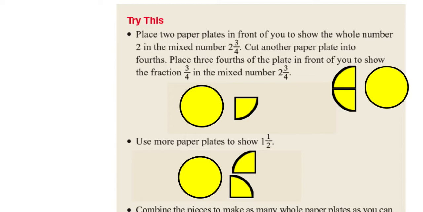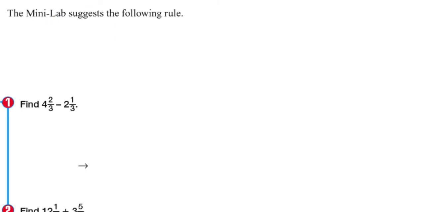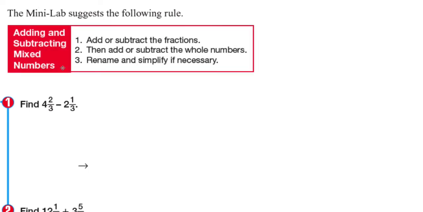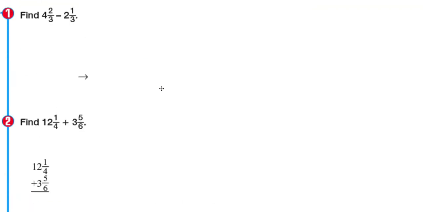Let's take a look at example number 1. Well, before we do example number 1, let's see what this model tells us. The mini lab that we just did suggests the following rule to add and subtract mixed numbers. The first step is to add or subtract the fractions, then add or subtract the whole numbers, rename and simplify if necessary. So there are 3 steps when you're adding or subtracting mixed numbers.